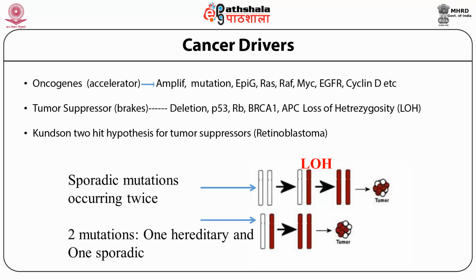As shown in this diagram, one white normal allele and one red mutant bar indicates loss of heterozygosity. When the second hit happens, both become the mutated or the red bars, resulting in tumorigenesis. In yet another case of familial, one mutated red bar is inherited from the parent, and another occurs during their lifetime, again leading to total loss of function. This is best described by the example of retinoblastoma, which is a childhood eye tumor.